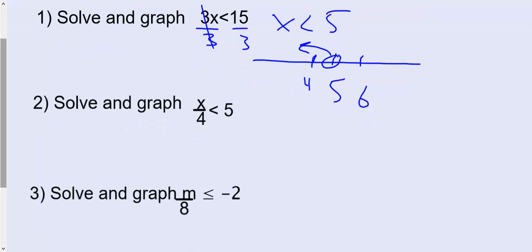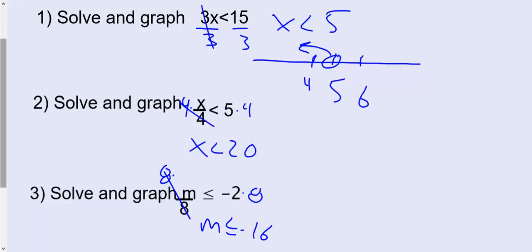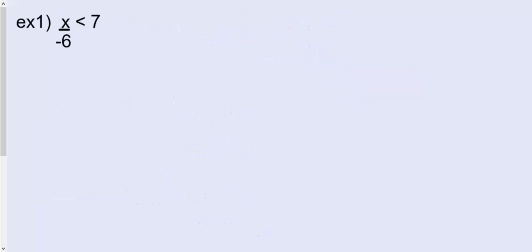Here we're dividing, so we're going to multiply by 4. So just like an equation, x is less than 20. Here again we're dividing. We're going to multiply by 8, multiply by 8. M is less than or equal to negative 16. So nothing new here. Here's where you see a difference though.